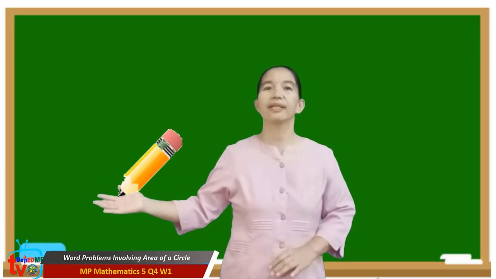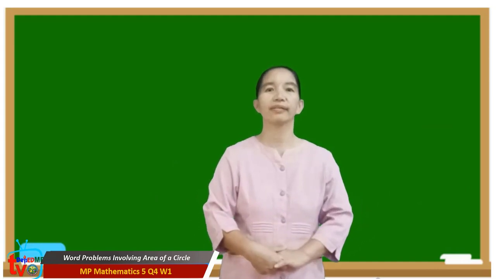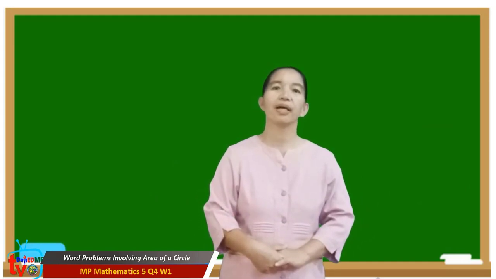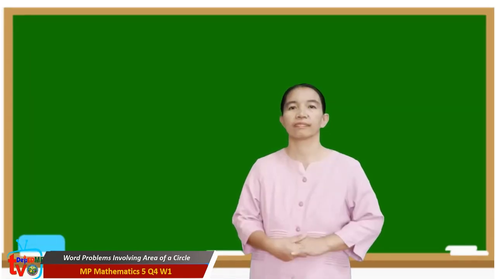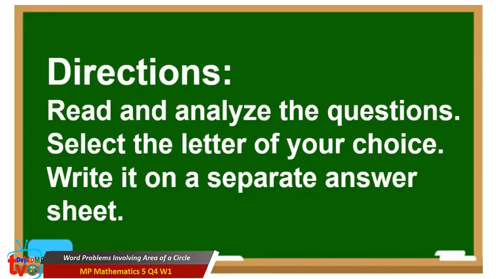Get your pencil and module in Math 5, Quarter 4, Week 1 entitled Word Problems Involving the Area of a Circle. To begin with, let's see what you know about our lesson. Answer pages 4 and 5 of your module. Directions: Read and analyze the questions. Select the letter of your choice. Write it on a separate answer sheet.